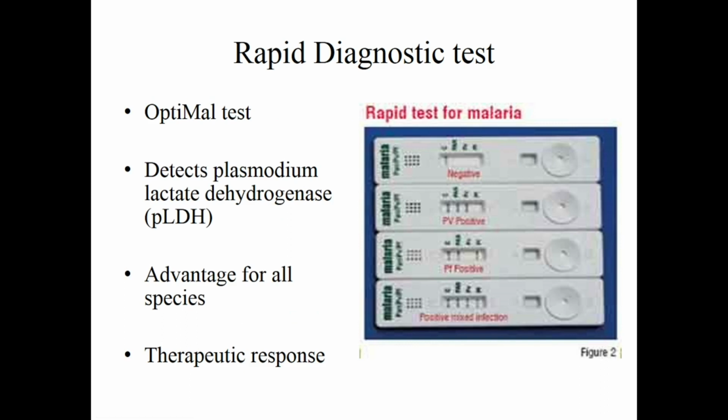An advantage of this test over the HRP2 test is, number one, as I've told you, with HRP2 you can only detect Plasmodium falciparum. But this particular antigen, HRP2, will be present even after a therapeutic response. For example, if you give anti-malarial drugs and the patient has responded, even after the patient gets better, that HRP2 will remain in the blood of the patient. But in the case of this enzyme, lactate dehydrogenase, it will not. It will disappear once the patient gets better.